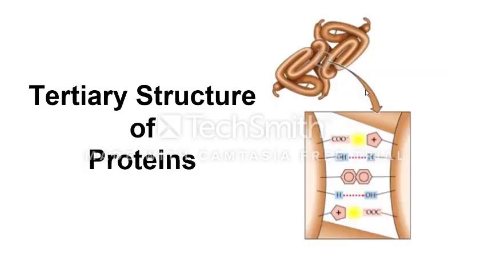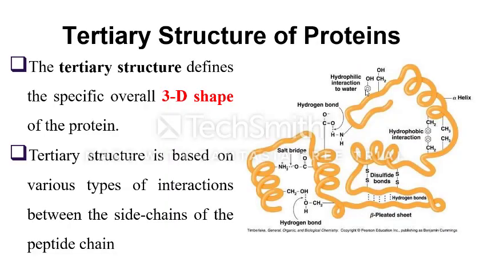Then comes the tertiary structure of proteins. The tertiary structure defines the specific overall 3D shape of the protein. Tertiary structure is based on various types of interaction between the side chains of the polypeptide. So basically, the interaction between the side chains is responsible for tertiary structure, because in the secondary structure we see that there was involvement of only hydrogen bonding between the amino acid residues. But here, in tertiary structure, there are many other interactions between the side chains.